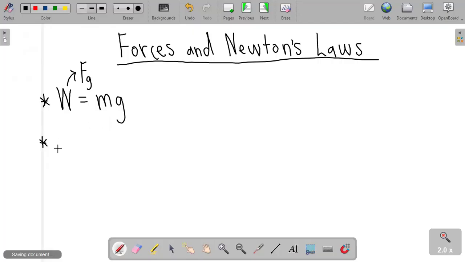We have Newton's second law, which says the net force acting on an object is equal to the mass of that object multiplied by the acceleration.